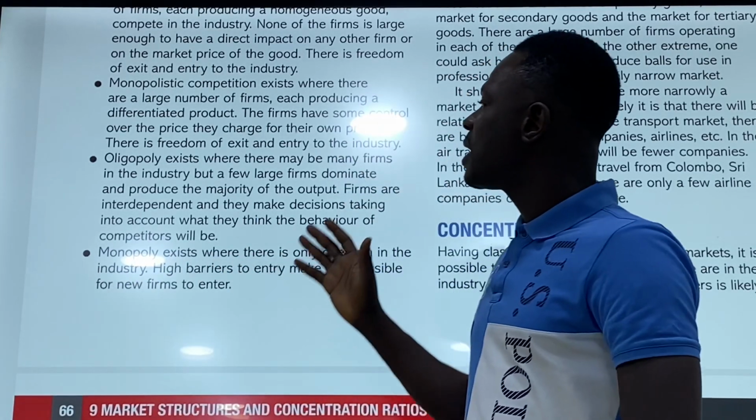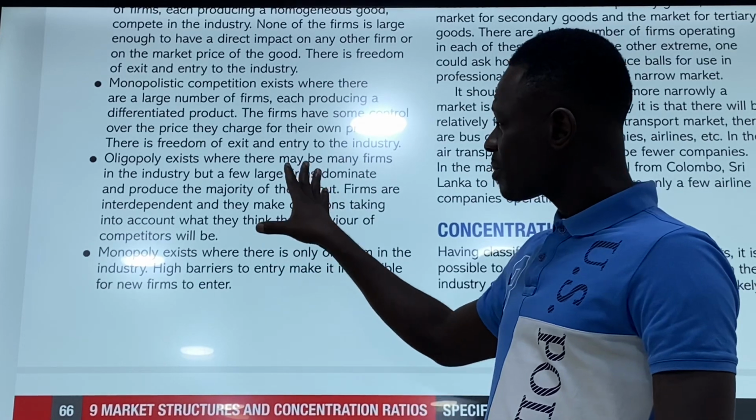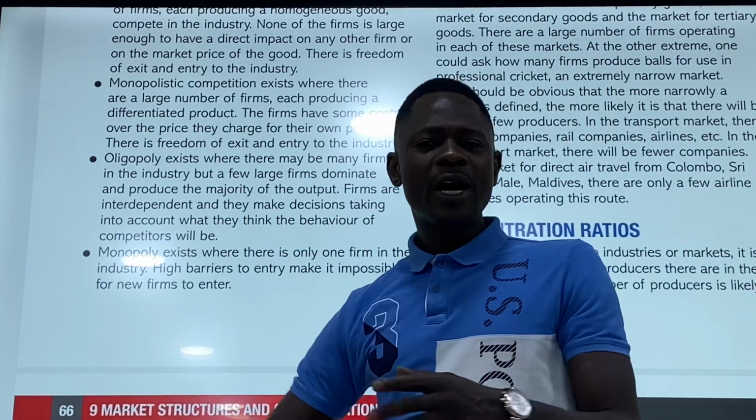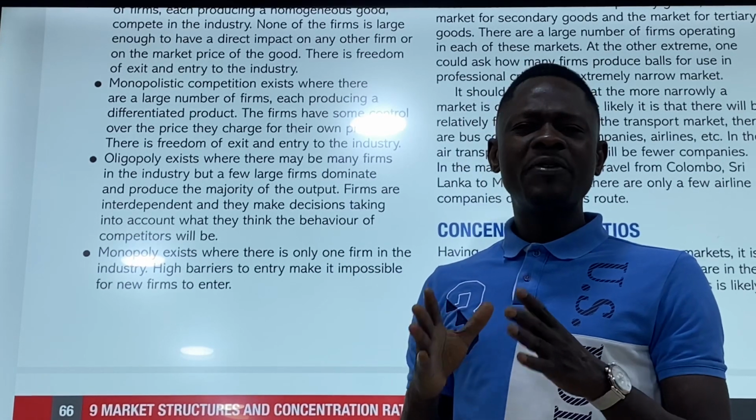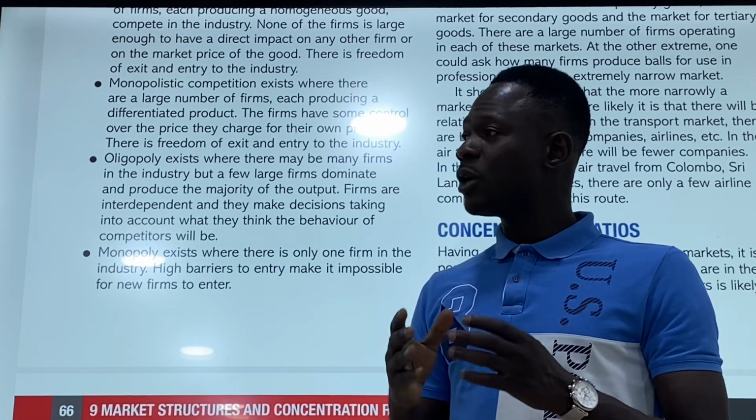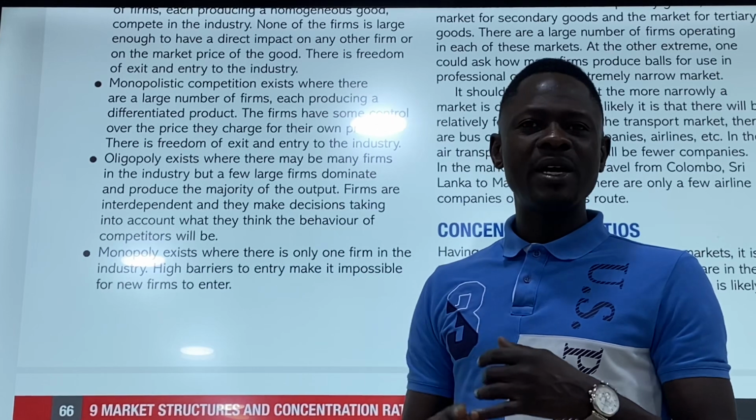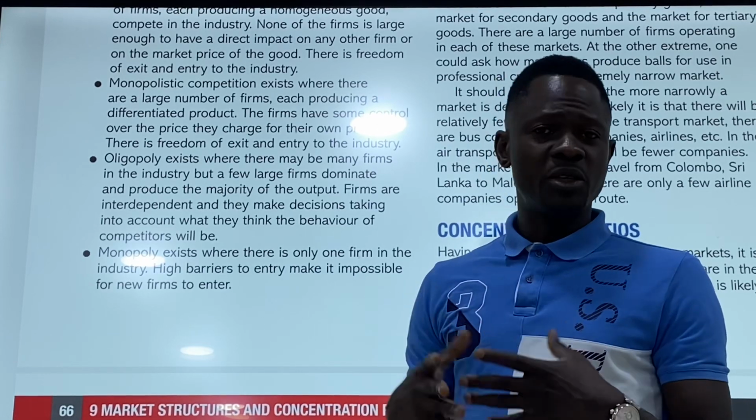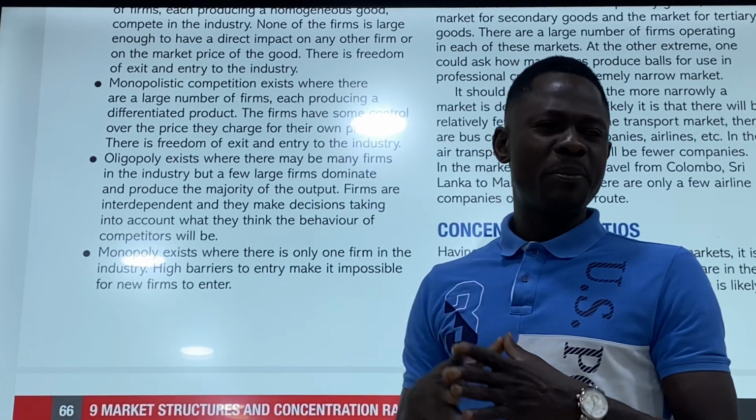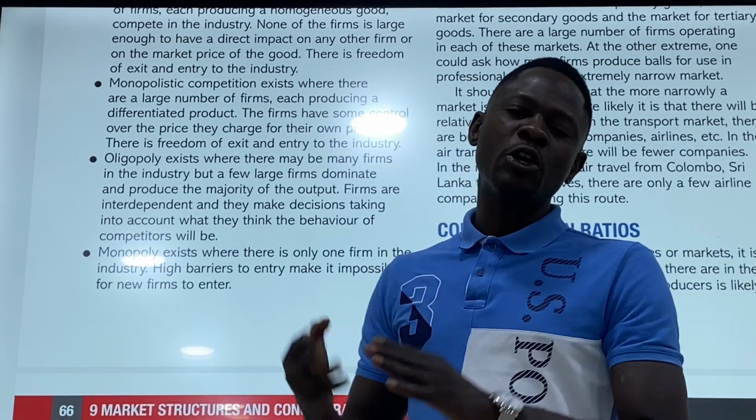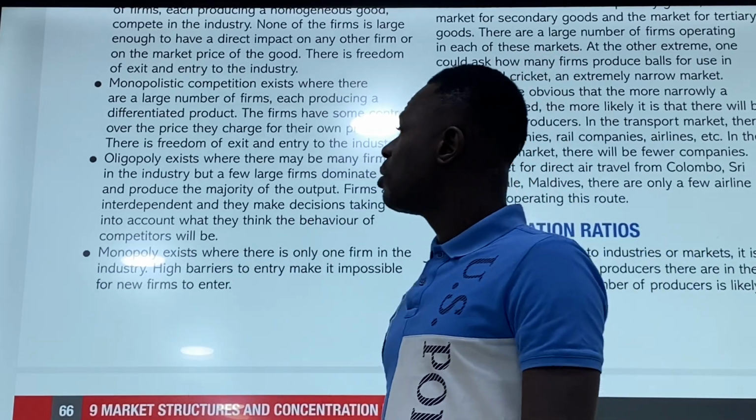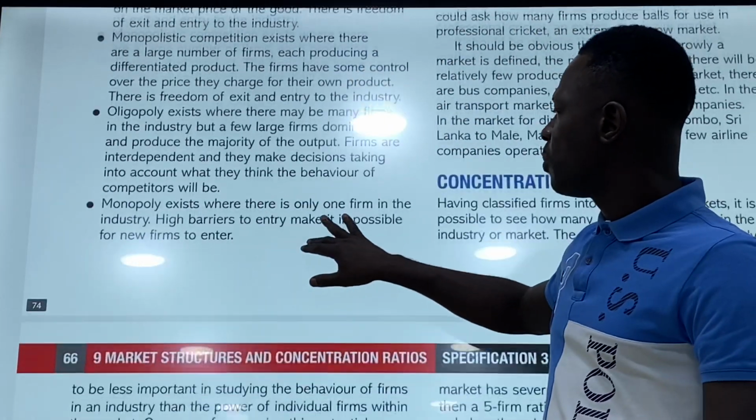In an oligopolistic competition, competitors always try to prevent a price war by using advertisements or promotion to differentiate their products and to gain or maintain their dominance. That is for oligopoly. Then the last one is monopoly.